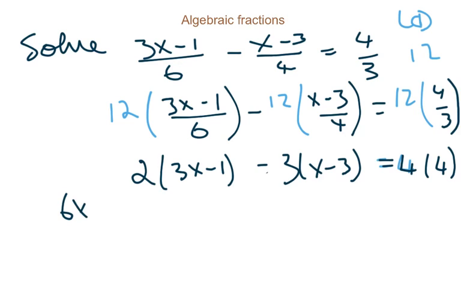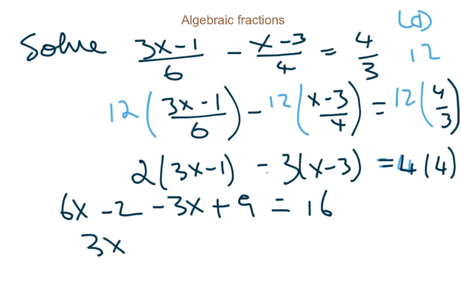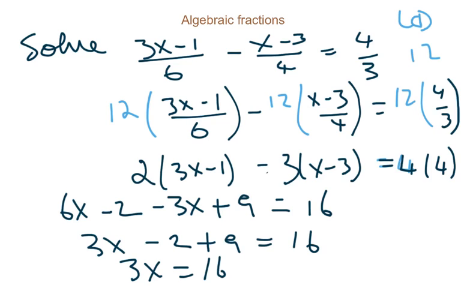I'm going to get 6x minus 2 minus 3x plus 9. Be careful, because minus 3 times x gives you minus 3x, and minus 3 times minus 3 gives you plus 9. And that's all equal to 16. So now I get all my x's together. 6x minus 3x is 3x, and that's minus 2 plus 9 is equal to 16. And that means I'm going to get 3x is equal to 16 minus 9 plus 2.